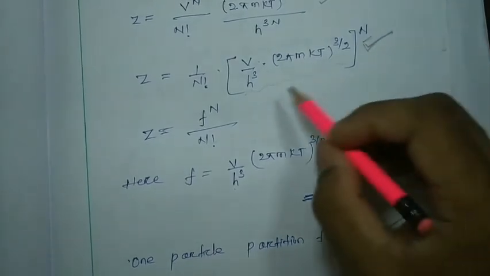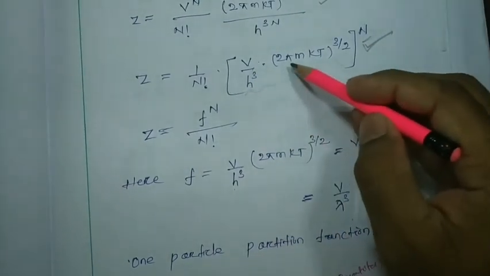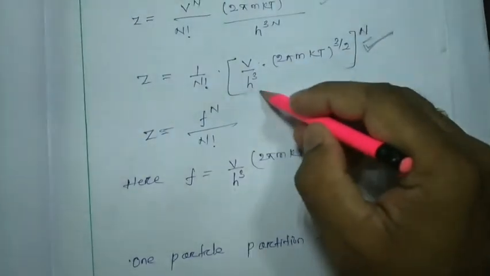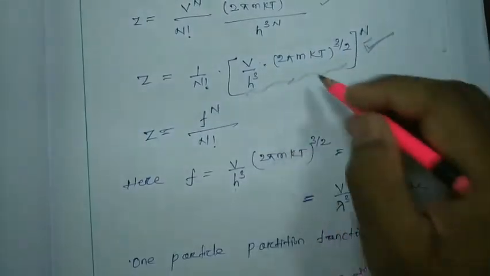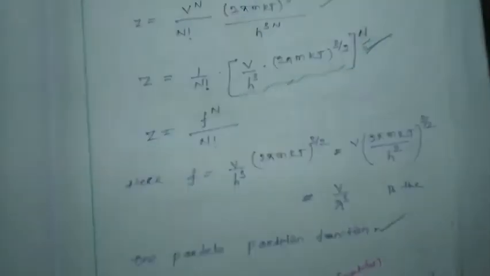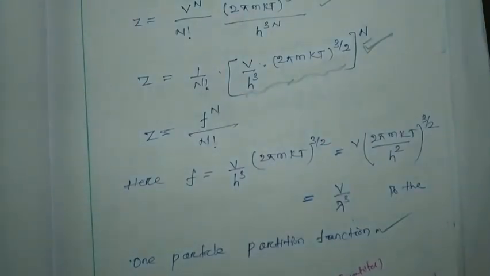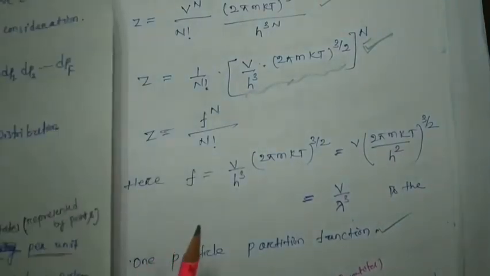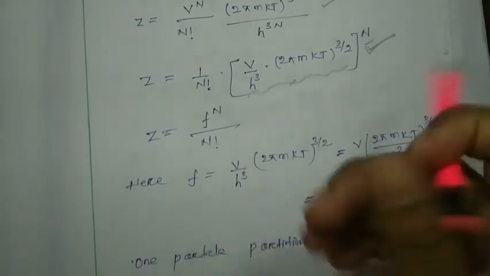Whole to the power n. So (V/h³)(2πmkT)^(3/2) is what? This is the partition function of a single particle, monoatomic, of a single particle. This is the value of the partition function.